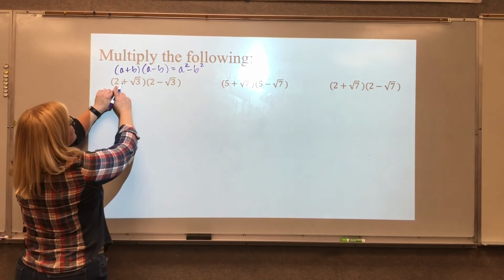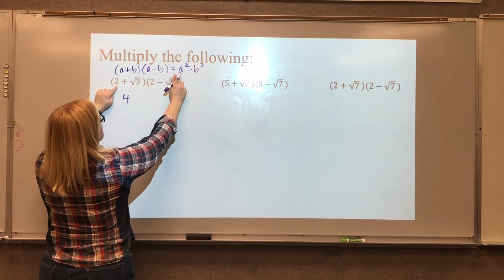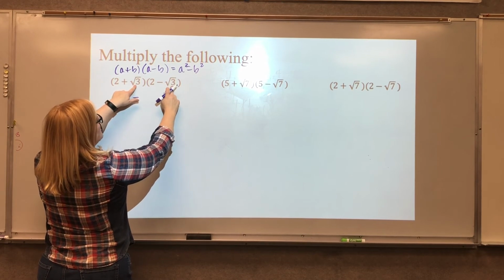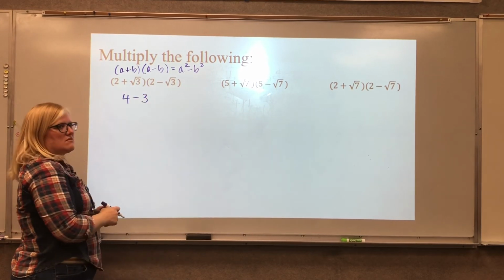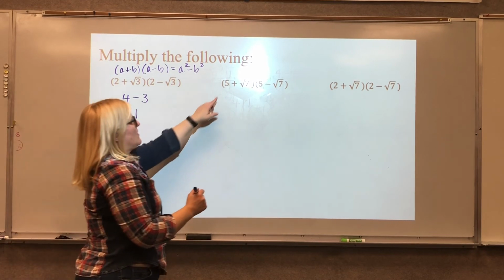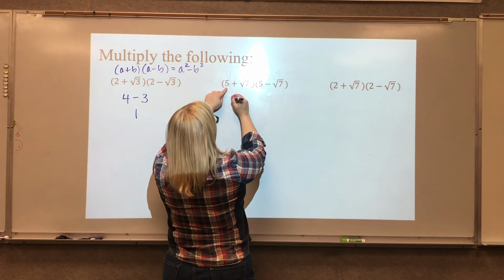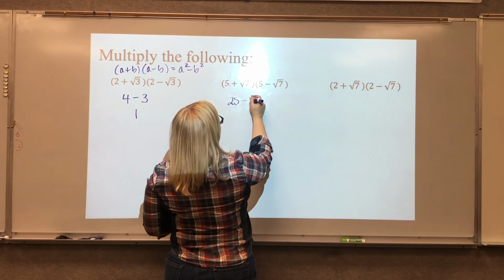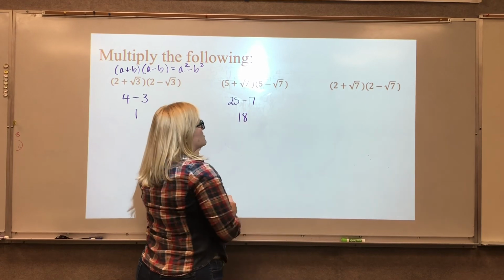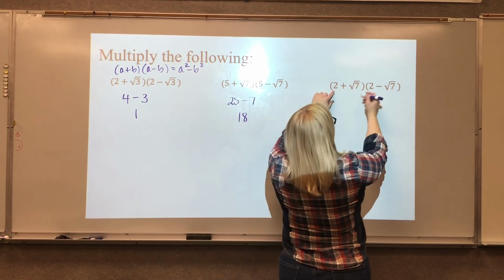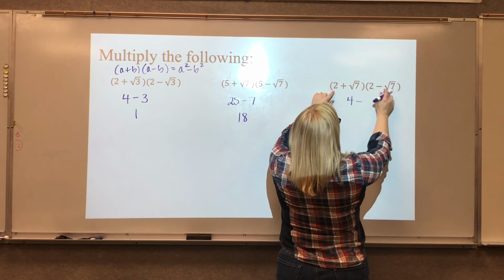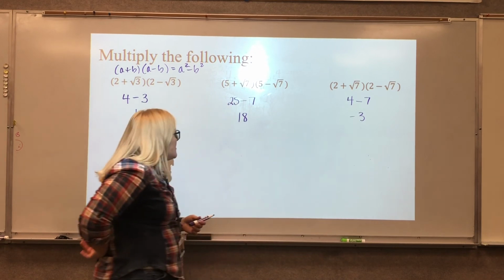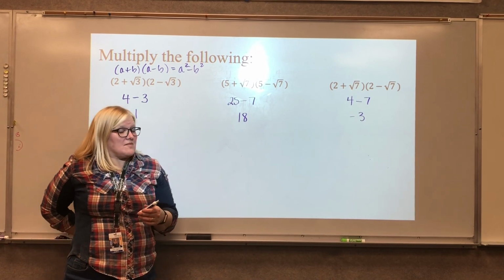Okay, so what do? 2 times 2 is 4, okay? I square the first minus the square of the second. Well, the square root of 3 times the square root of 3 is 3. So I get 1. This one, 5 times 5 is 25, minus the square root of 7 times the square root of 7, which is 7, and that gives me 18. And finally, 2 times 2 is 4, minus the square root of 7 squared is 7, and I get negative 3. So I think those conjugate twins are awesome.